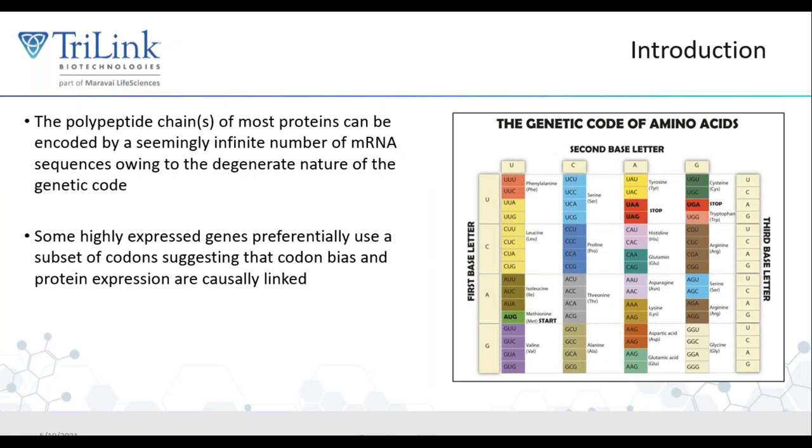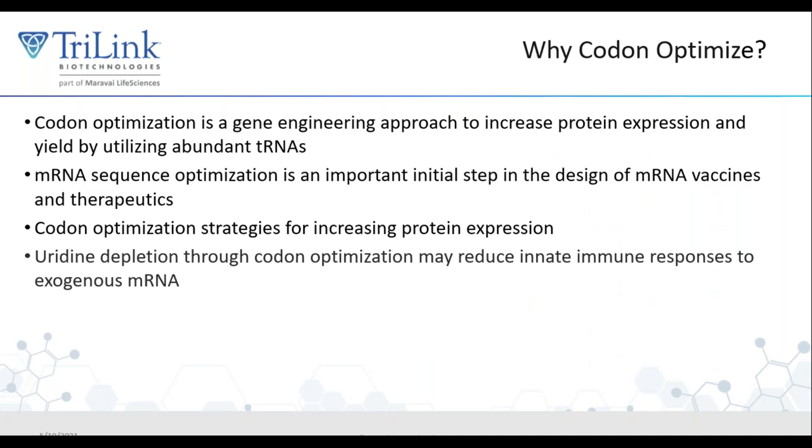There is a codon bias that occurs, and this bias is causally linked to the expression of your target protein. So optimizing the codons in your sequence works alongside this bias and can vastly aid in the expression of your protein. Like we just touched on, codon optimization is a type of gene engineering used to increase protein expression and protein yields by utilizing abundant tRNAs.